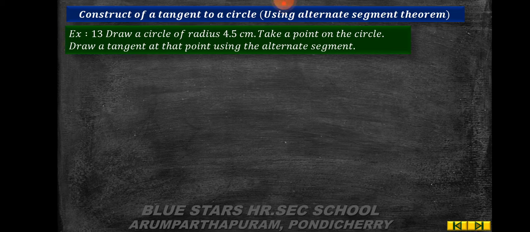Exercise 4.4, problem number 12 in geometry. Problem number 11 is your home assignment. You just draw a circle and draw the tangent in it. Now we are going to see the 12th problem.